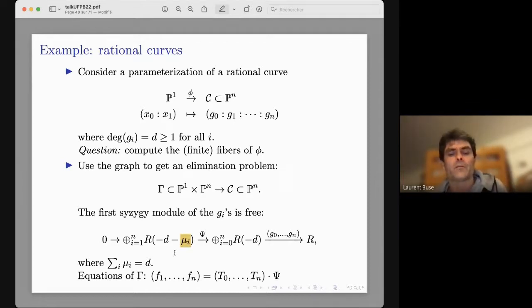Okay, so this is given by the map. You have to compute exactly the resolution to know what the mu i's are. They depend on the shape of the Gi's. And an important property of this Hilbert-Burch resolution is that the sum of the mu i is d.